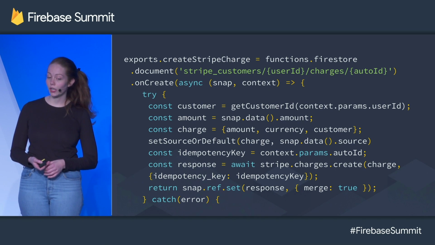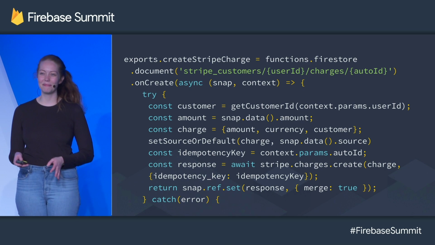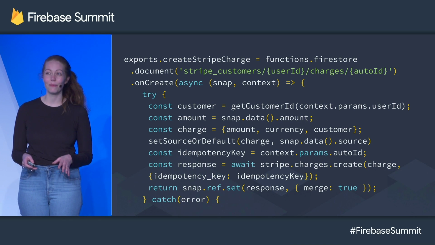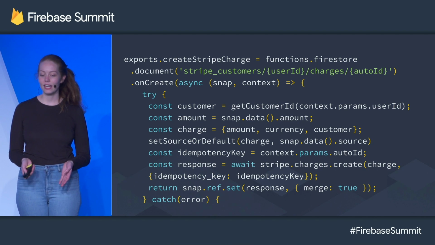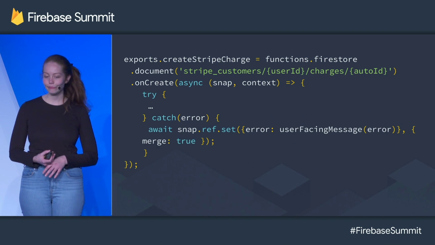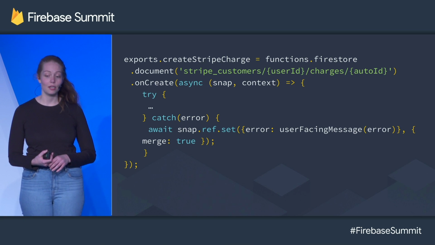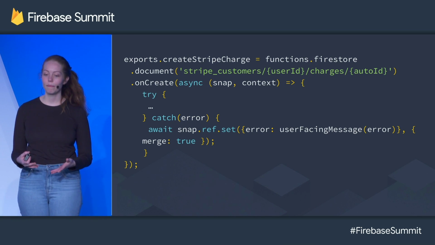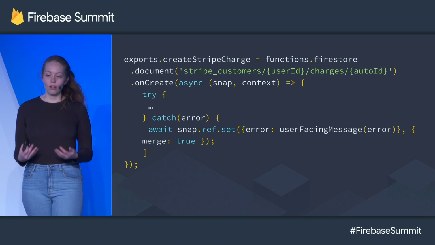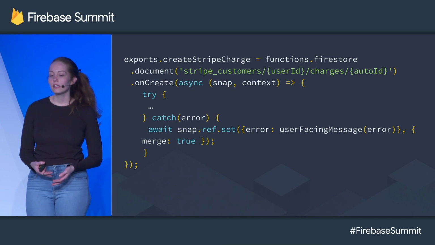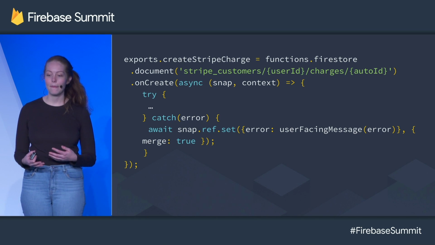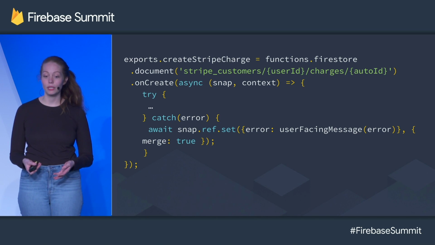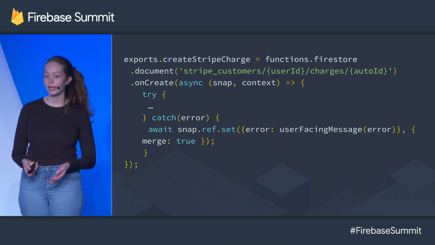Now, I've wrapped this in a try-catch because this code is really important. And if there's any error, I want to know about it, and the user wants to know about it. So in the case of an error here, I catch it. And then I make sure that the database is aware of the error. I'll also want the user to be aware of the error. So I've had a function here called user-facing error message that translates the error into something more readable. And that will be displayed on the client.